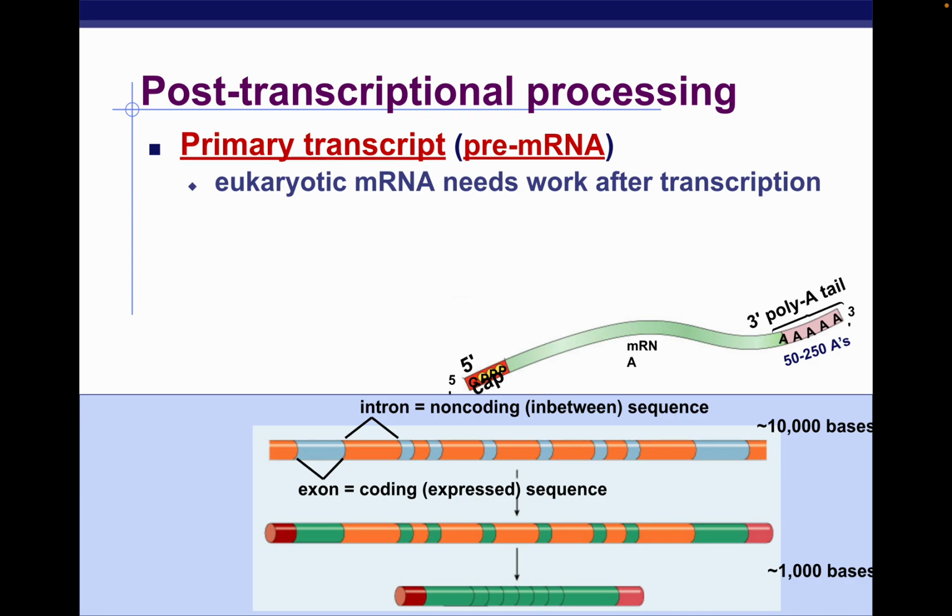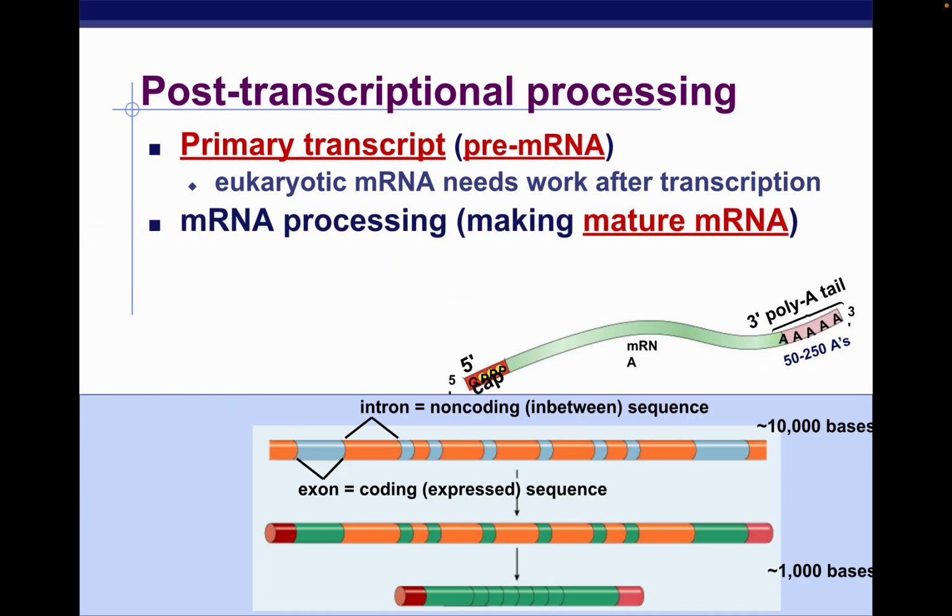It needs work. It needs a lot of work because this mRNA is now going to carry the genetic information out of the cell. So we do what's called mRNA processing to make our mature mRNA. The first thing that happens is we edit out the introns. The mRNA gets spliced by what we call spliceosomes, and they cut out these non-coding segments here called introns. So if you take a look here, coding.